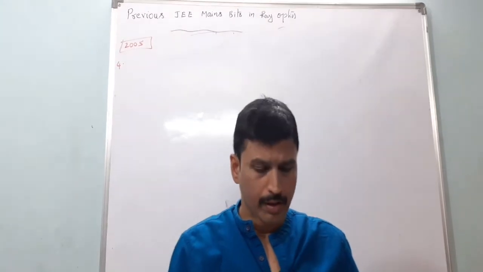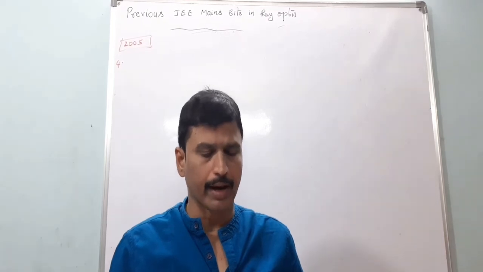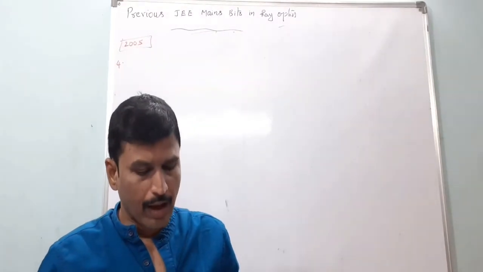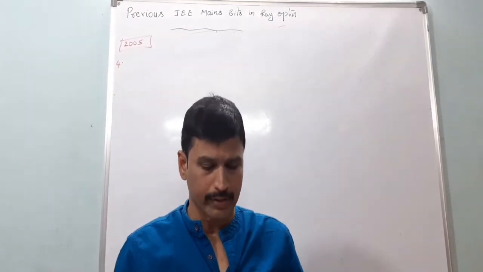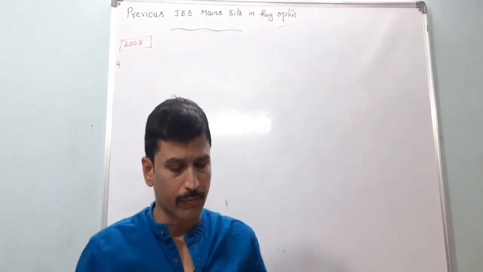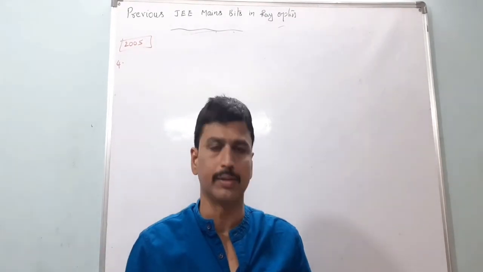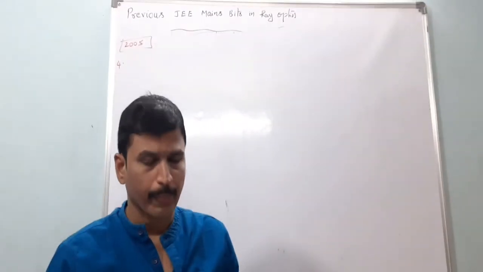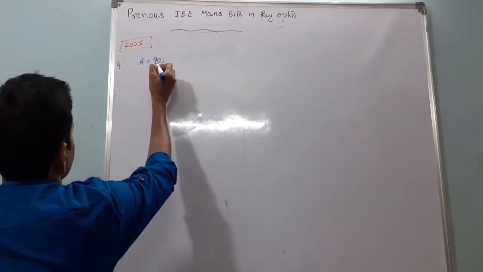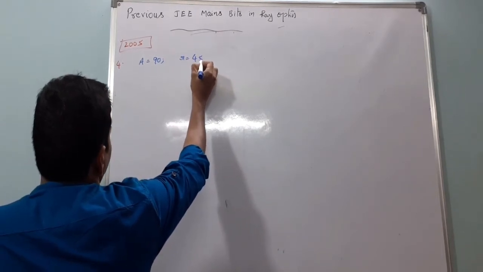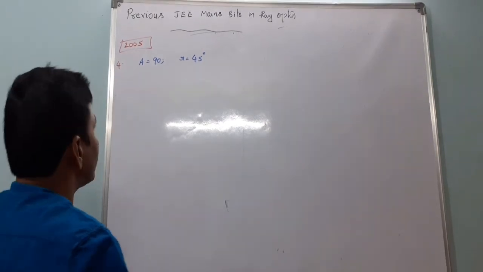See the next sum. A light ray is incident perpendicular to one face of a 90 degrees prism and is totally internal reflected at the glass air interface. If the angle of reflection is 45 degrees, we conclude that for the refractive index mu is. So what is the given data? Angle of the prism A is equals to 90 degrees, angle of reflection equals to 45 degrees. Then find the refractive index mu.